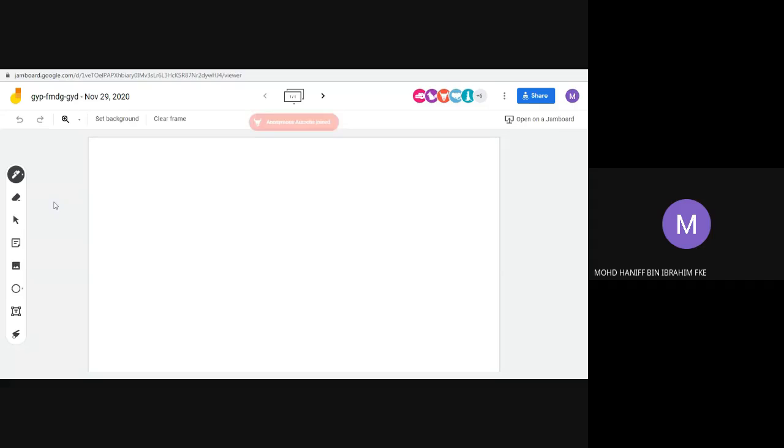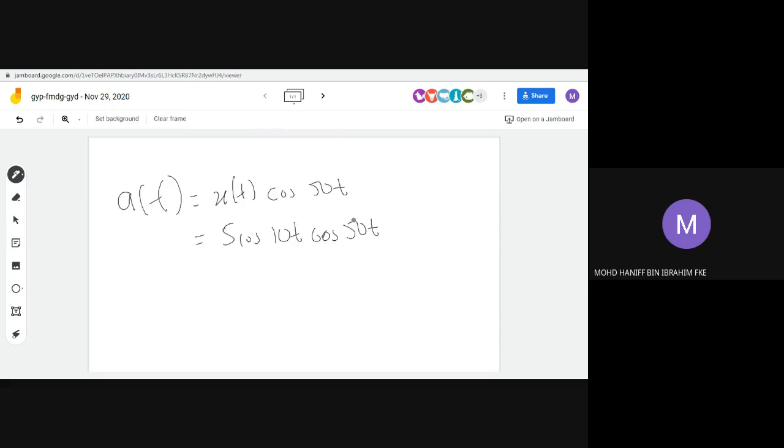All right, so let us proceed with this example. From this system configuration, it can be written that AT is equal to xt multiplied with the cosine of 50t. This is based on the system configuration. We know that xt is equal to 5 cos of 10t. So based on that, we can write that this is equal to 5 cosine of 10t multiplied with the cosine of 50t.